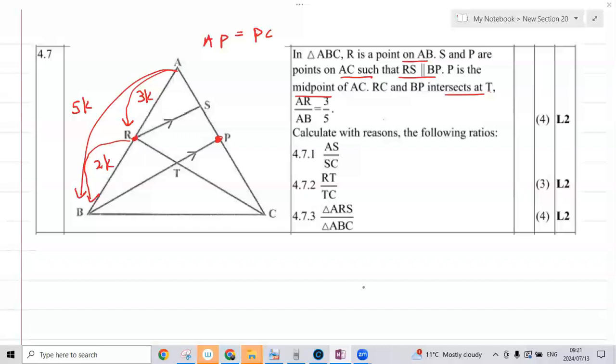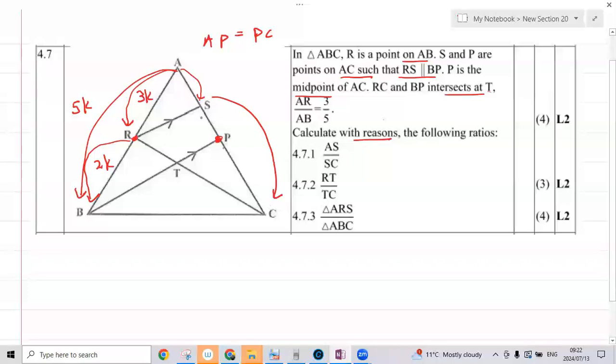Next, what are they asking? It says calculate with reasons the following ratios, AS over SC. So where's AS? There's AS here, AS over SC. If you look at that now, you've got the pair of parallel lines, which is RS, and you've got SC here. We need to find that, but we know full well that they tell us that P here is the midpoint.